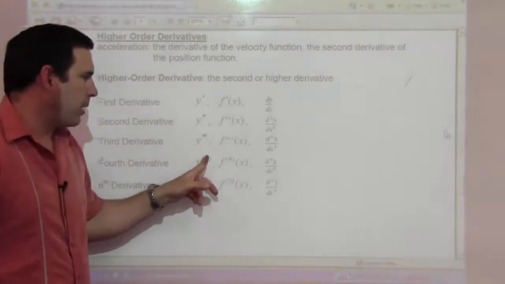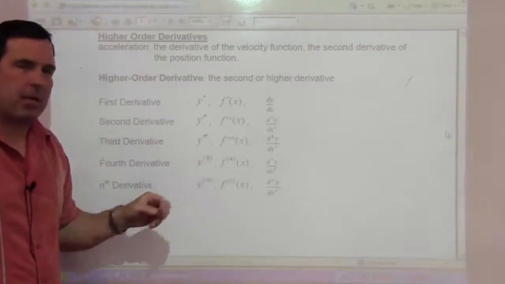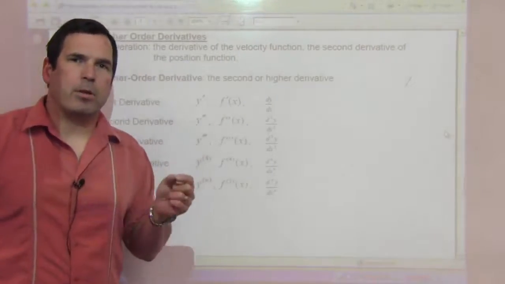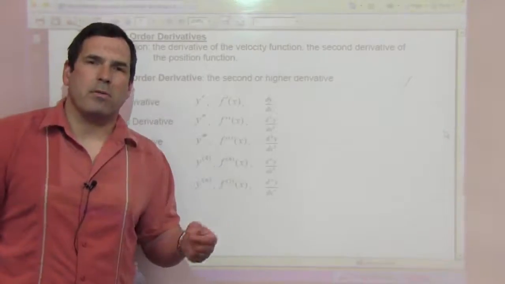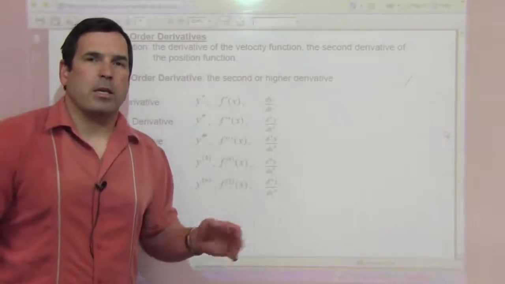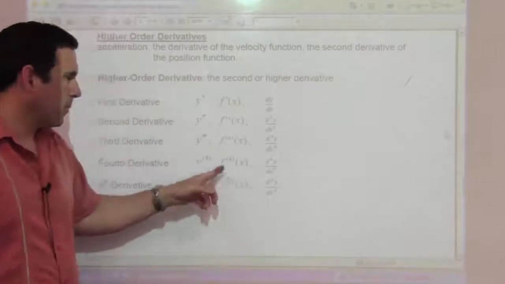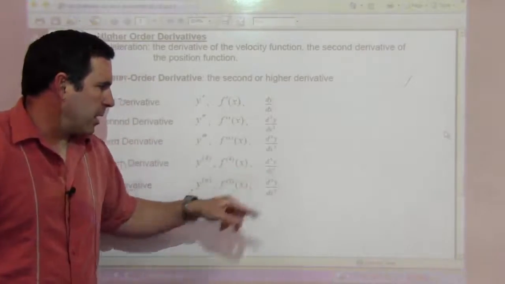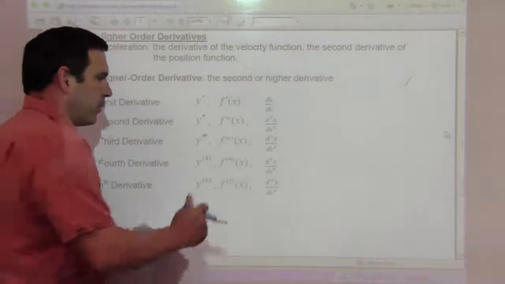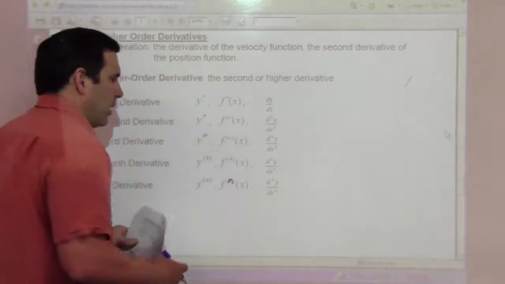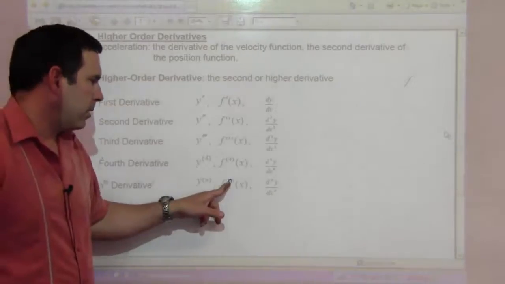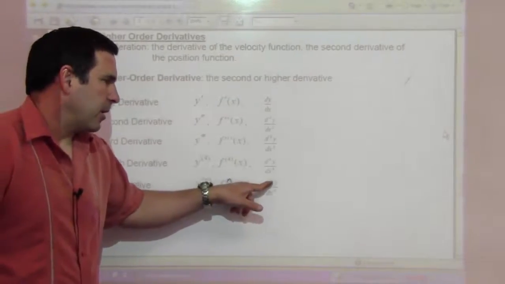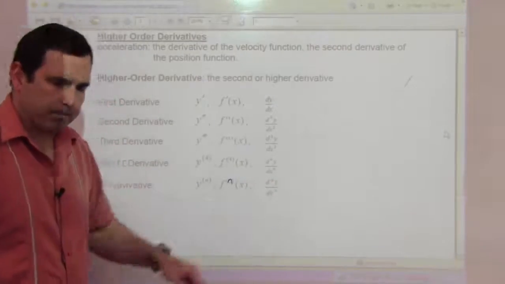Fourth derivative, you have a 4 there in parentheses. Now we don't do 4 tick marks now. Now we put it in parentheses. And when you see something in parentheses like that, it means a fourth derivative or fifth derivative. It doesn't mean raise to the 4th power. Fourth derivative of y with respect to x. Nth derivative, this should have been an n, not a 5. And here, nth derivative of f with respect to x. This would be the nth derivative of y with respect to x.